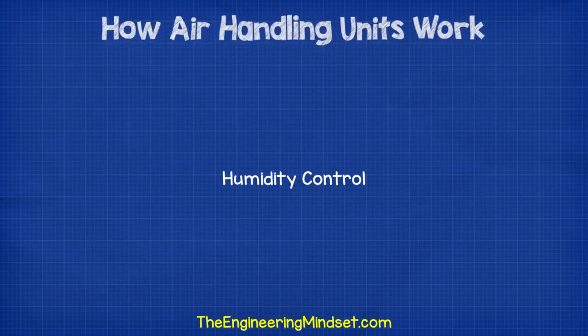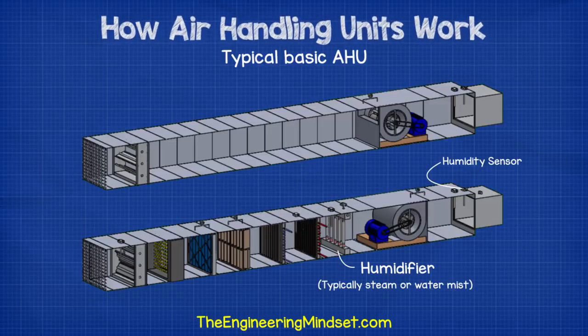What about humidity control? Some buildings need to control the humidity of the air they supply into the building. We'll find a humidity sensor at the outlet of the supply AHU to measure the moisture in the air supply. This will also have a set point for how much moisture should be in the air by design. If the air's moisture content is below this value, then we need to introduce moisture into the air using a humidifier.